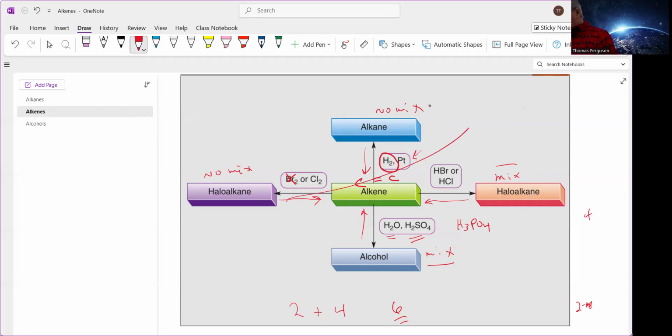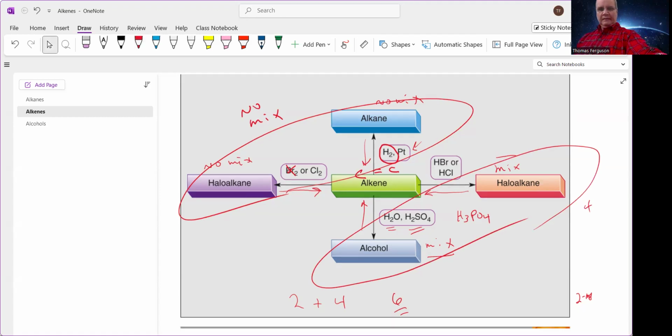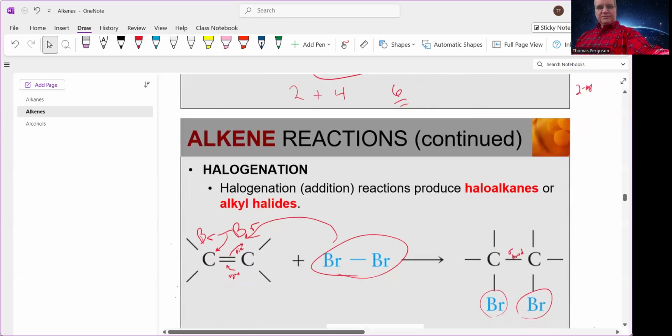Okay, so these two, no mix. These two have got a mix, and it makes it trickier. When I say mix, that means when we create the products, we create more than one product. If there's no mix, that means we create only one product. Okay, so let's start here.